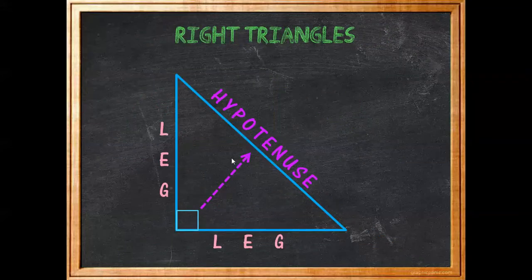A right triangle has three different parts. It has the hypotenuse, which is directly across from the right angle, and then it has a leg and a leg. The legs are just not the hypotenuse. So the hypotenuse is specific, and then the legs are the other two sides.